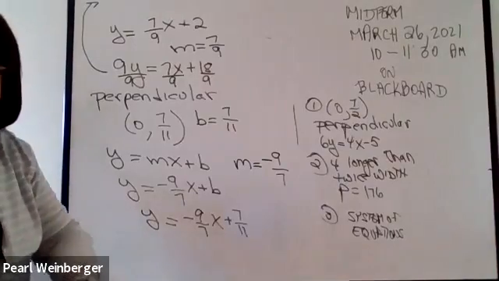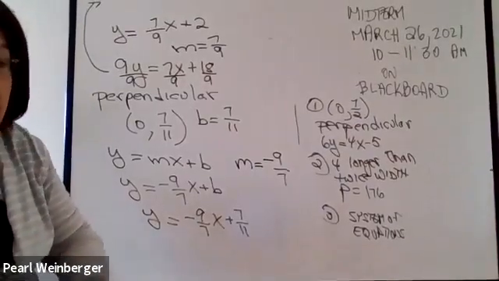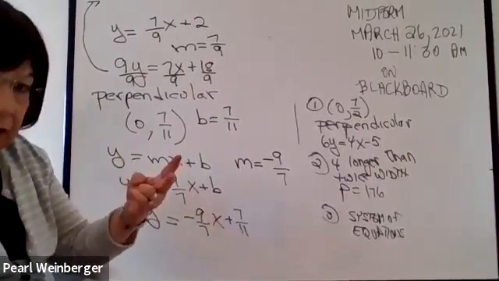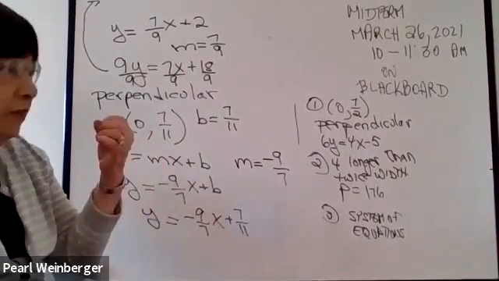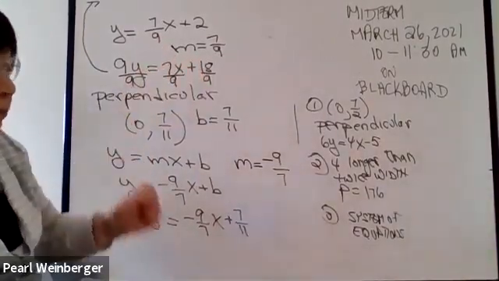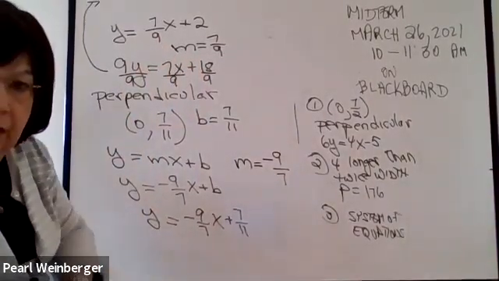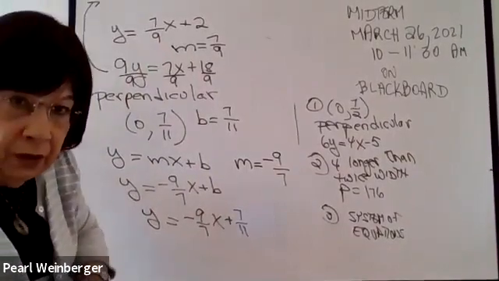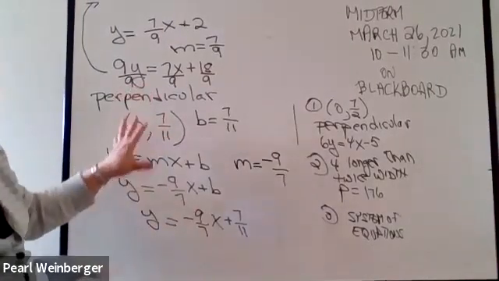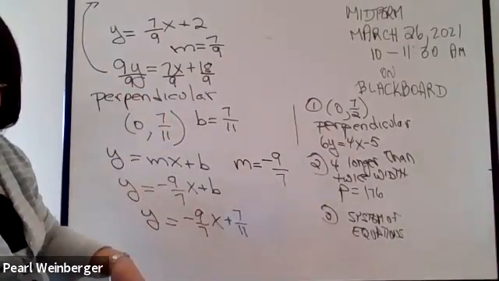So that's how you would do any of these. Don't forget, if it talks about parallel, the two lines have the same slope. If the lines are perpendicular, the slopes are opposite reciprocals. Does that help you? Yes. Okay. So can I erase this now? Anybody want this still on the board?